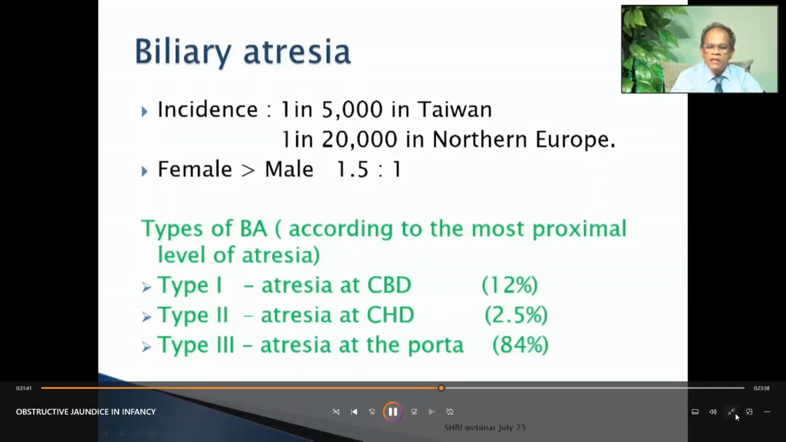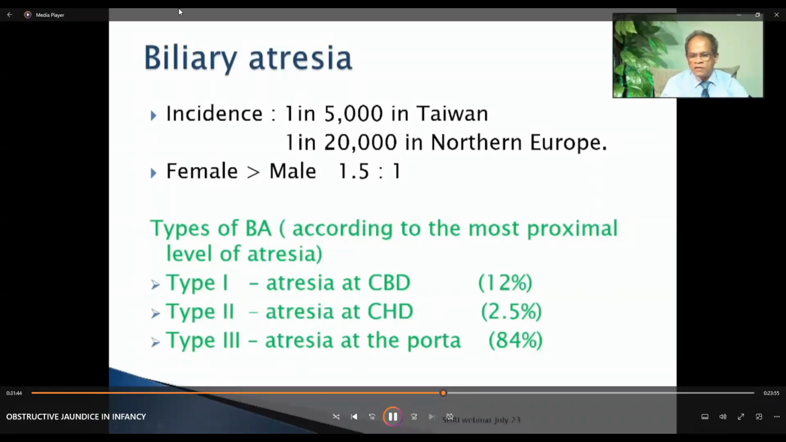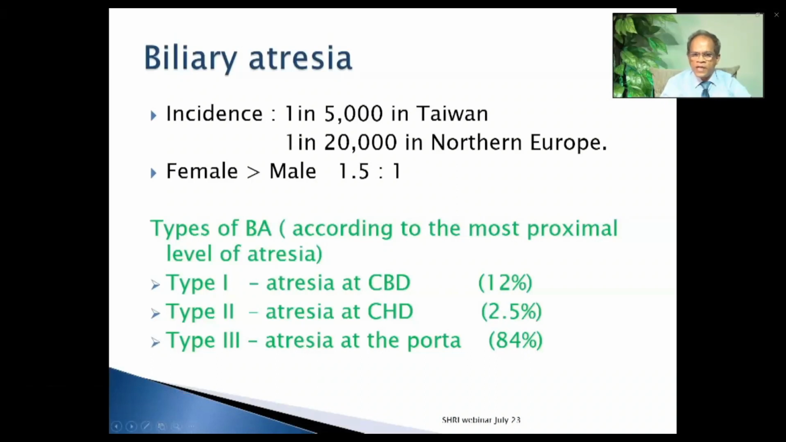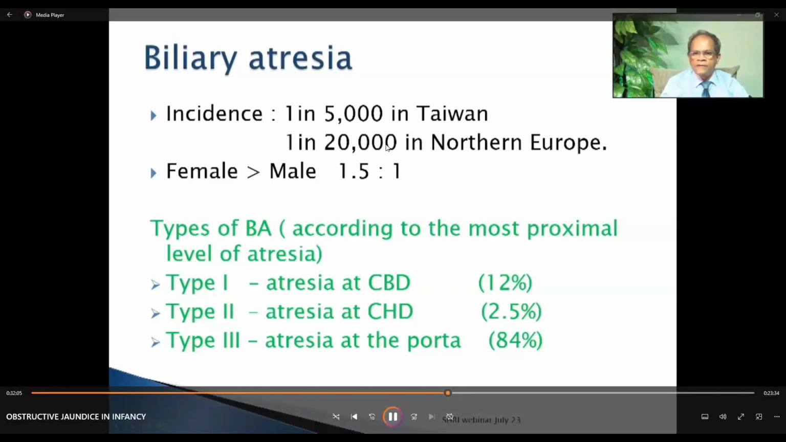And then you have type 3, which is the commonest, about 80 to 85% of patients, and the atresia extends up to the porta hepatis. So the hepatic ducts are atretic, common hepatic ducts are atretic. The rest of the system can be patent or maybe atretic as well. Okay.